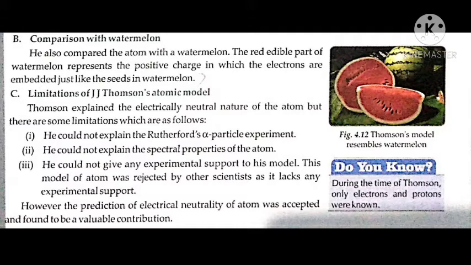That is, when the electrons move from higher energy to lower energy level, there is an emission of radiation, that is, spectral property. He could not give any experimental support to his model. This model of atom was rejected by other scientists as it lacks any experimental support. However, the prediction of electrical neutrality of atom was accepted and found to be a valuable contribution.